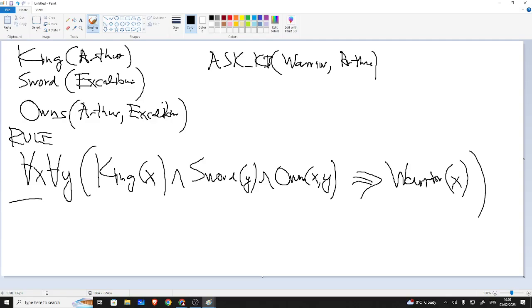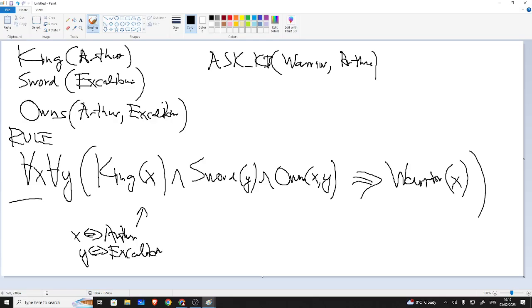So let me do the forward chaining. Let me see if we can find an example for this. Basically we just plug in, so we find a matching rule. We have Arthur, we need to find x. So find Arthur, and then we have Excalibur. We find that fact, and it matches. So Arthur is x, x is Arthur, and y, of course, is going to be Excalibur.